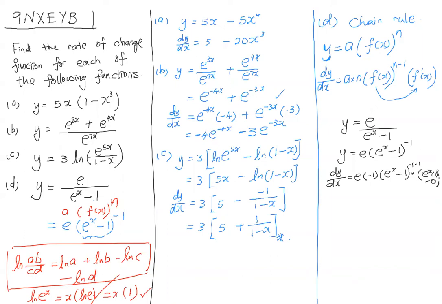So this one will be negative e times (e to the power x minus 1) to the power -2 times e to the power of x. So it will be negative e to the power x, if you want, over (e to the power x minus 1) squared. If you want to do it further, you can write as negative e to the power x plus 1 over, because this is power 1. If you don't want, you can just leave your answer like that.